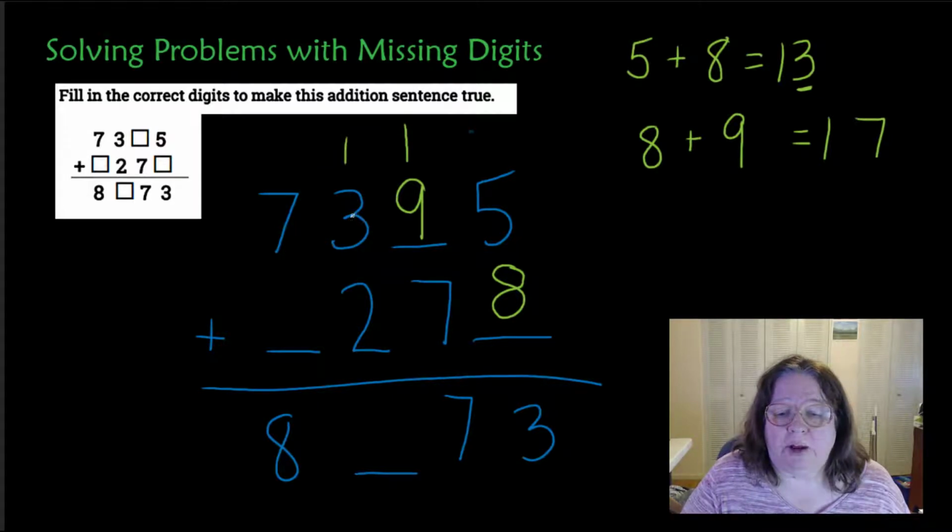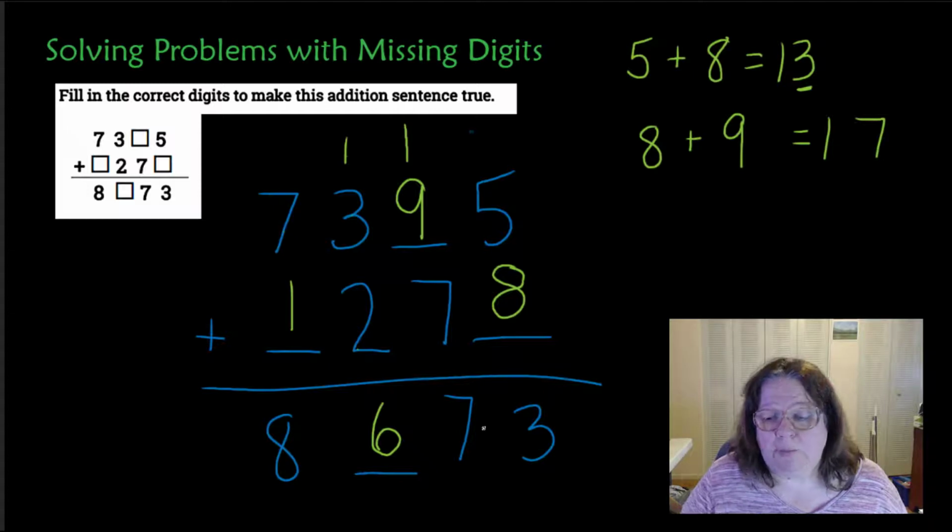So now we've got 3, 4, 5, 6. Easy enough. And then 7 plus something is 8. Well, 7 plus 1 is 8. So now we've solved the problem. We've got the missing digits.